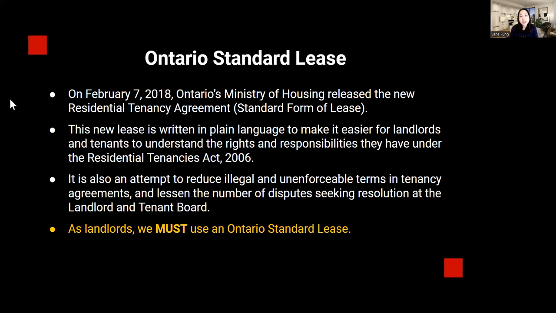It is also an attempt to reduce illegal and unenforceable terms in tenancy agreements and lessen the number of disputes seeking resolution at the Landlord and Tenant Board. As a landlord, we must use an Ontario Standard Lease, okay? We must use it. You could have additional terms attached to the standard lease, but we must start with the standard lease, okay? There's no exception.